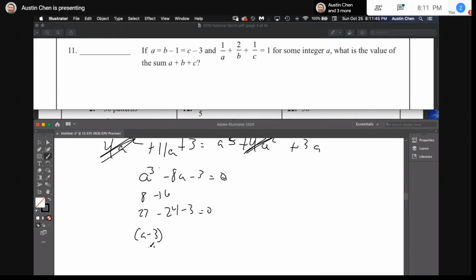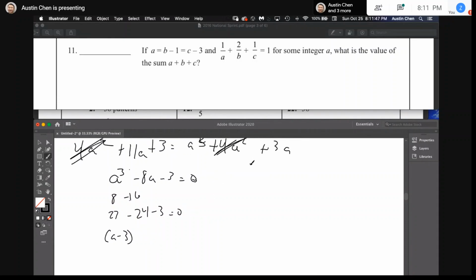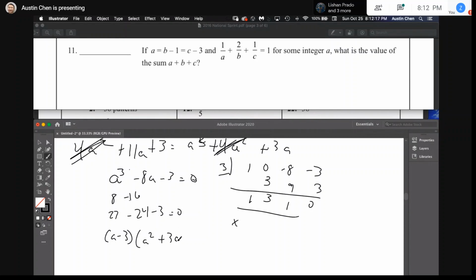So we can factor out A minus 3. So now we should use, what is it called? What is this called? I forgot. Synthetic division. Yeah, just use synthetic division. If you factor out an A minus something, it's a quick way to find what this polynomial divided by A minus 3 is. Okay, so then this is just like that. So when we factor it, it has to be A squared plus 3A plus 1.